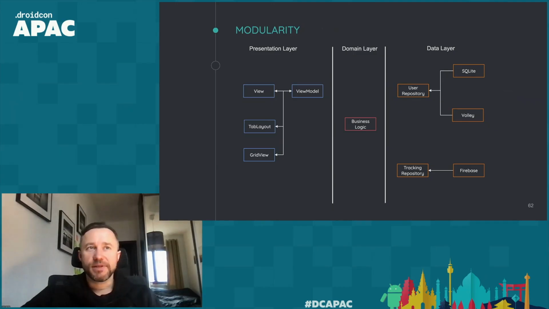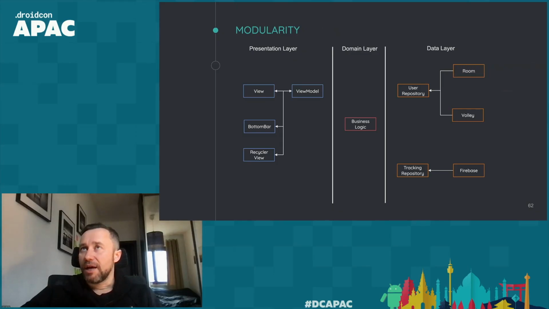So if at some point our tab layout is replaced with bottom view, which is the new way that Google recommends for navigation, we would change it without affecting our domain layer or our data sources at all. If we change our grid view for a recycler view, this is exactly the same change. Only the view part is changing, the rest of the application stays the same.